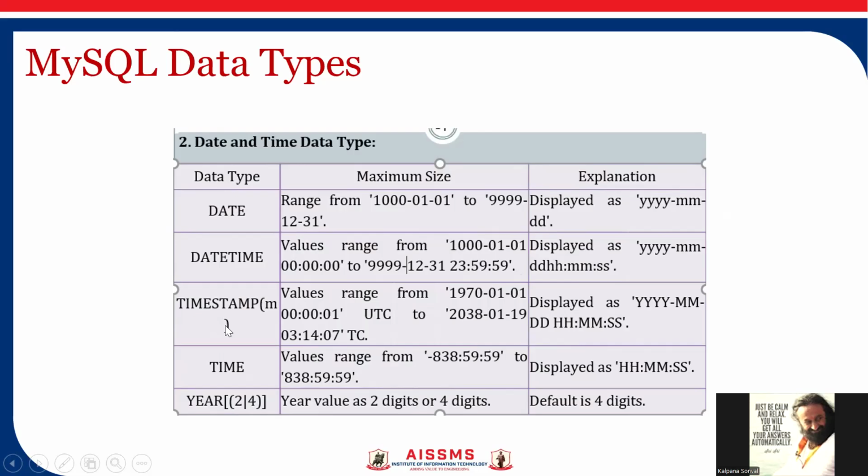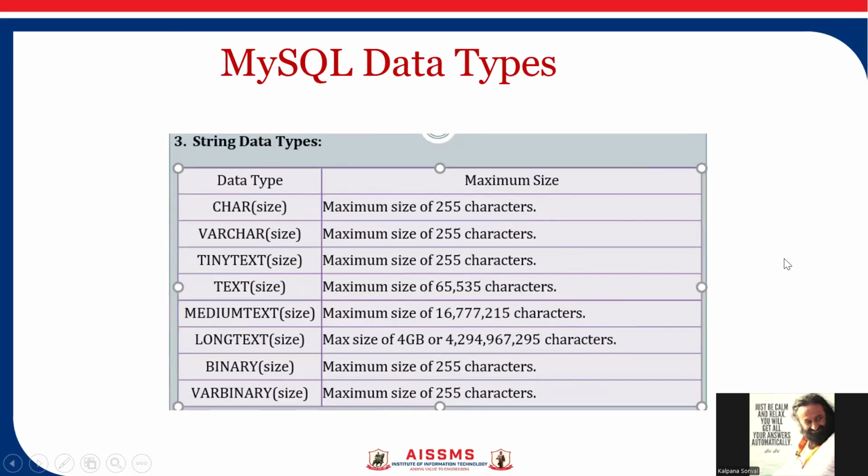Timestamp is also displayed the same as DateTime, as YYYY-MM-DD and time. When you give time as the data type for any field, it will give hours, minutes, and seconds. Year is stored as 2 digits or 4 digits. Default is 4 digits. This is related to date and time data types.